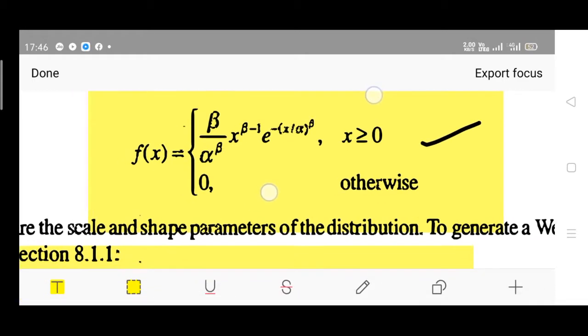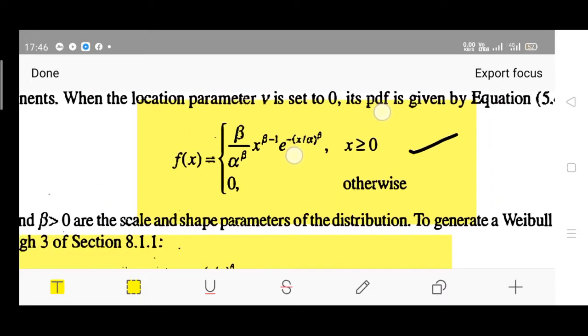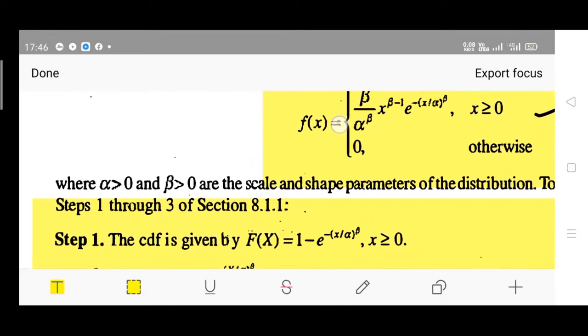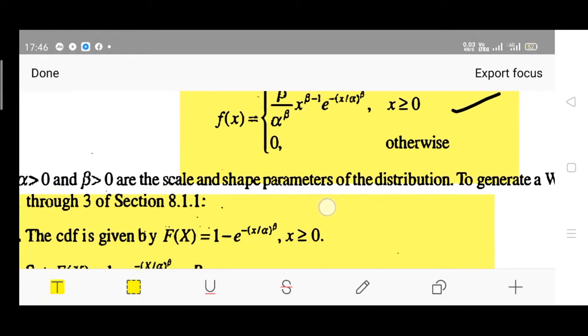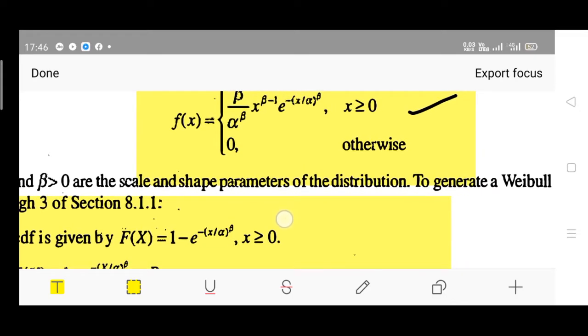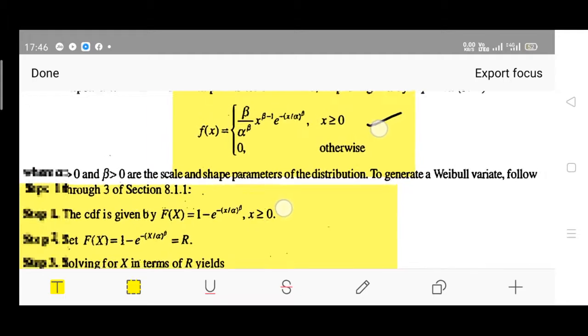You might ask, what is the meaning of alpha and beta? They are called the scale and shape parameters of the distribution, and their values should be greater than 0: alpha is greater than 0, beta is greater than 0. Let us see what exactly they mean later.